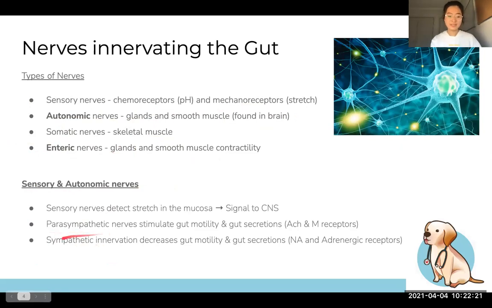Then your parasympathetic and sympathetic nerves, these are the autonomic ones. They are going to be controlling your gut motility and your gut secretions. If you think parasympathetic, that is your rest and digest. That is going to stimulate your gut motility and secretions via your acetylcholine and also your muscarinic receptors. And then your sympathetic, that's your fight or flight. So it's going to decrease that gut movement, and that's through your noradrenaline and your adrenergic receptors.